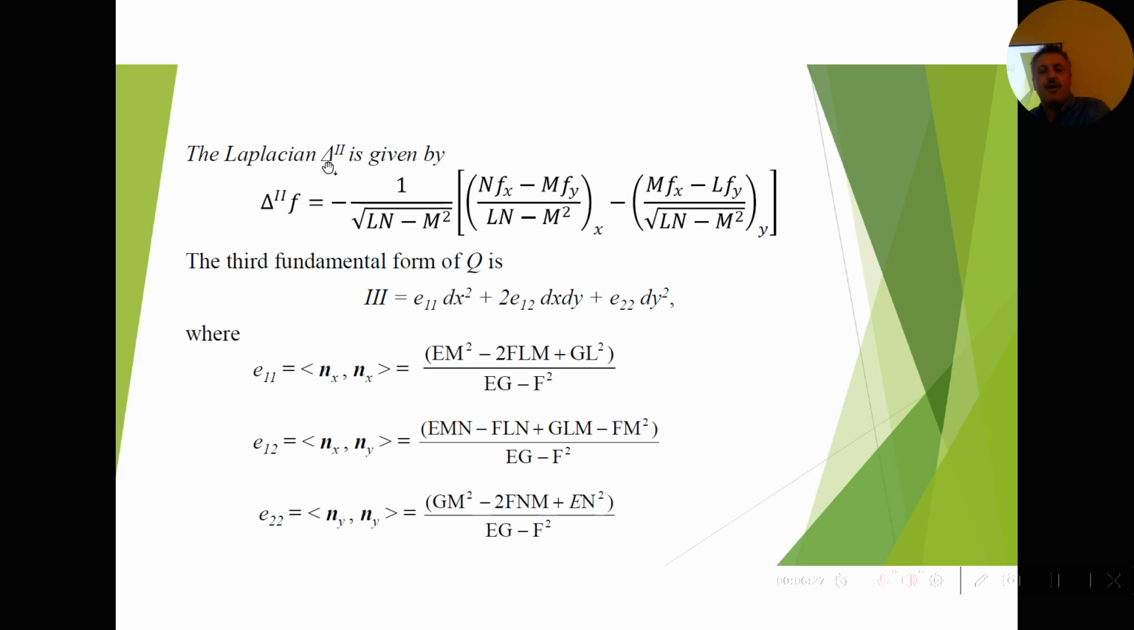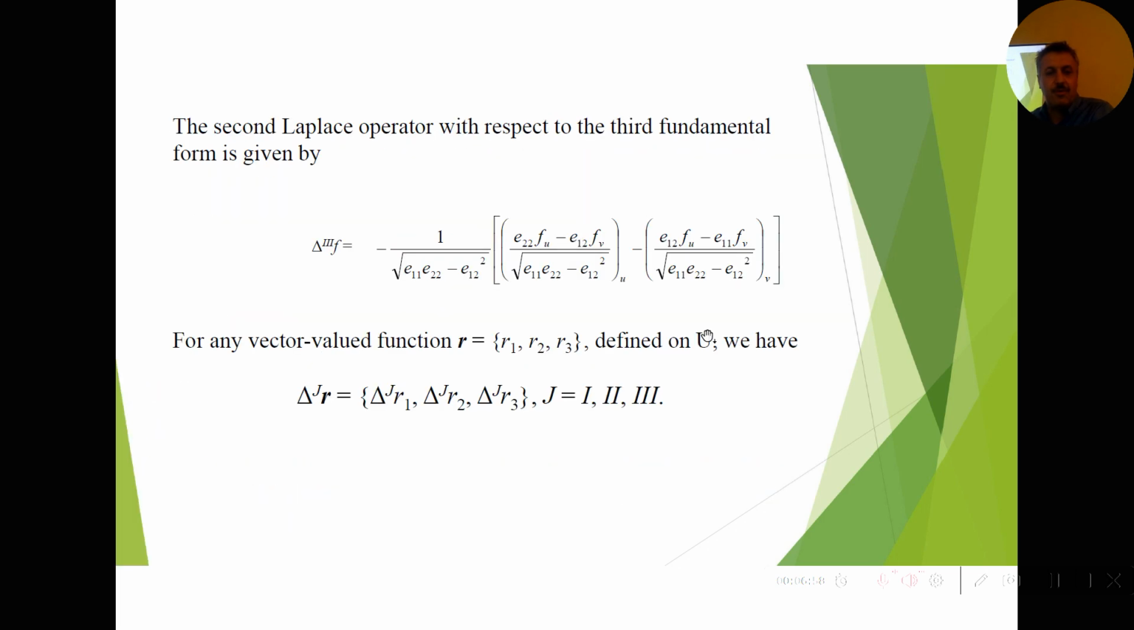The Laplacian delta with respect to the second fundamental form is given by this equation. The third fundamental form is given by this relation, where E11 is equal to Nx times Nx, with N the Gauss map and Nx and Ny its partial derivatives with respect to x and y, and so we can find the components of the third fundamental form. I will go quickly now. The second Laplace operator with respect to the third fundamental form is given by this relation. For any vector valued function, we have the following relation.